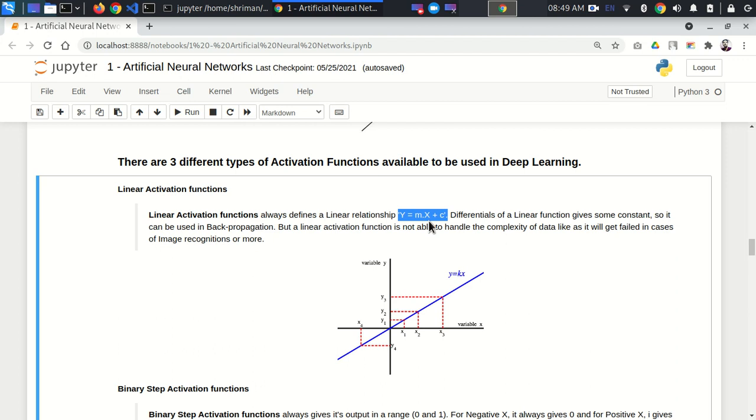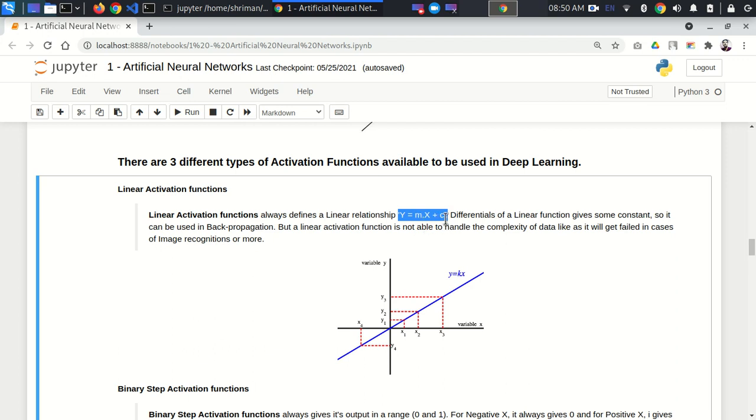then you can directly use that particular function as your activation function, because whenever you are doing back propagation, in each and every layer you are going to differentiate your activation functions, right? So whenever you differentiate this equation, what will be the answer? We are going to differentiate this equation with respect to x, so dy upon dx will be the differentiation of this quantity, where m is your slope and c is your intercept.